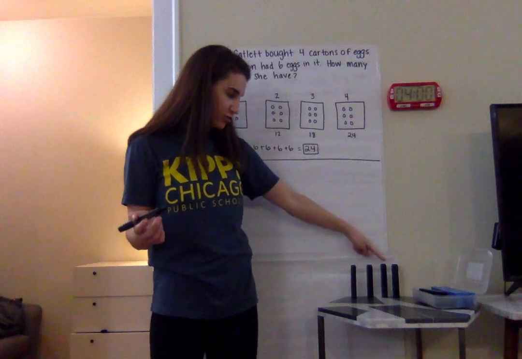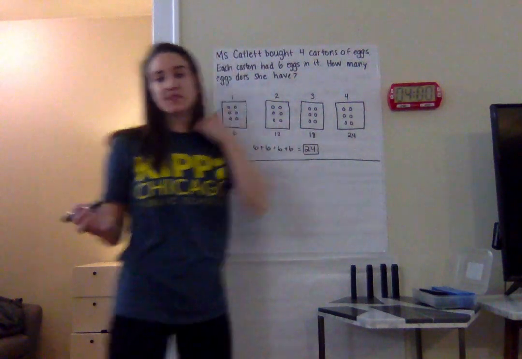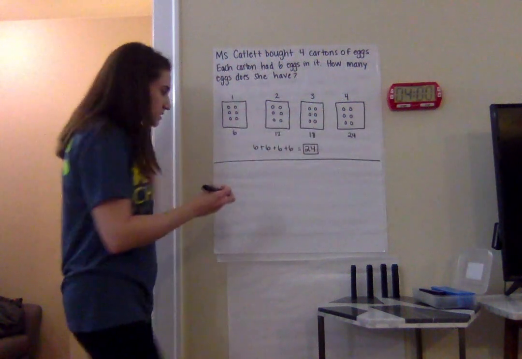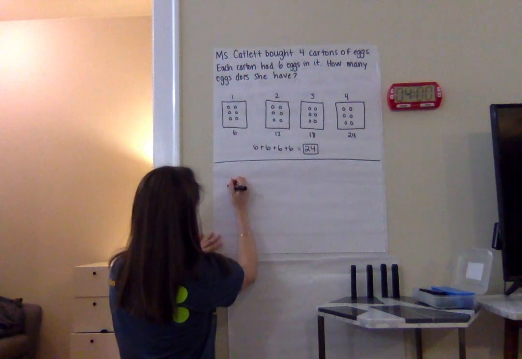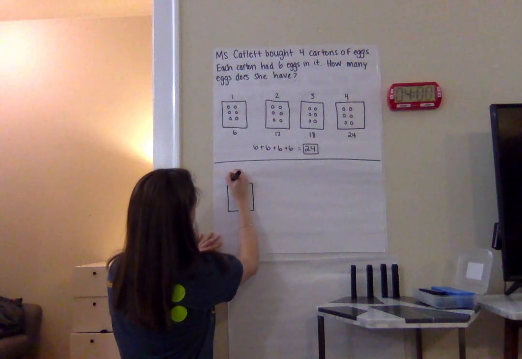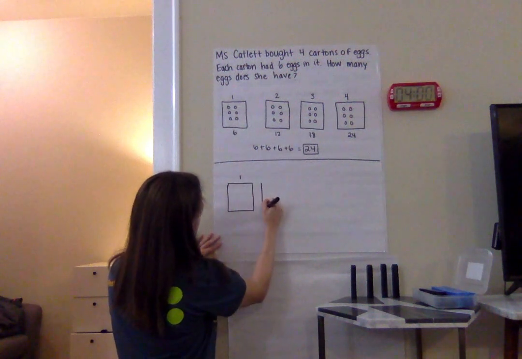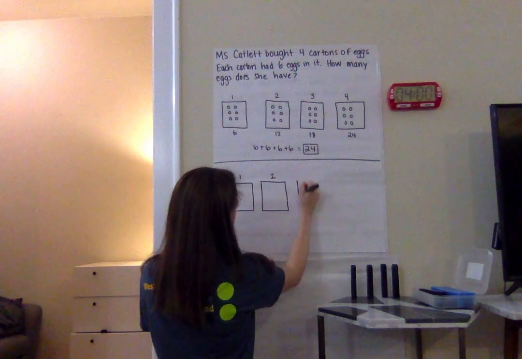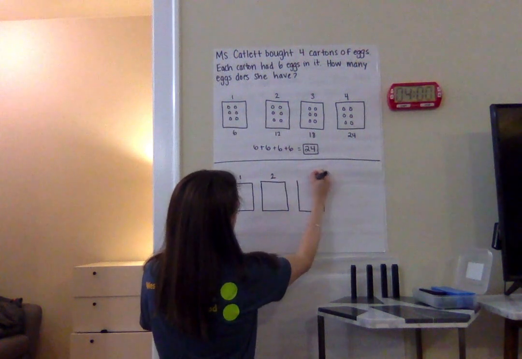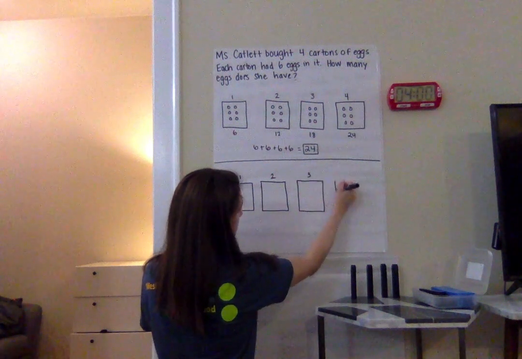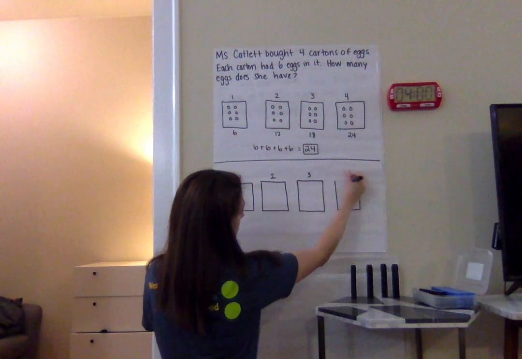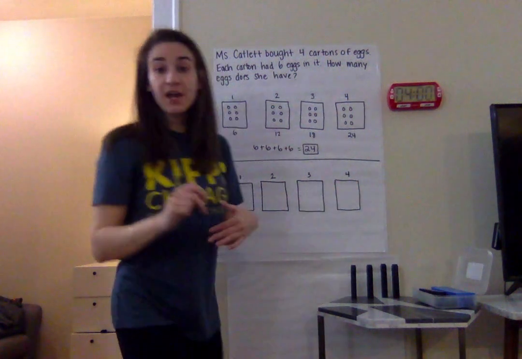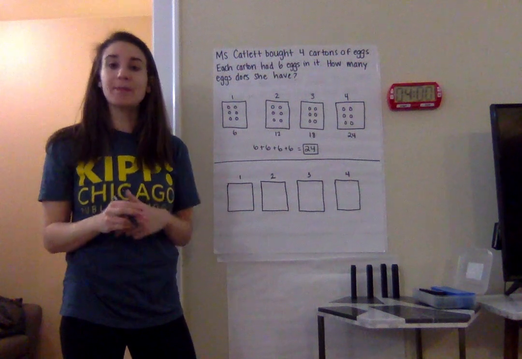Group 1, Group 2, Group 3, Group 4. They each have 6. But this time I'm just going to draw it a little bit differently. I'm still going to draw my 4 boxes. Box number 1. Box number 2. Box number 3. Box number 4.